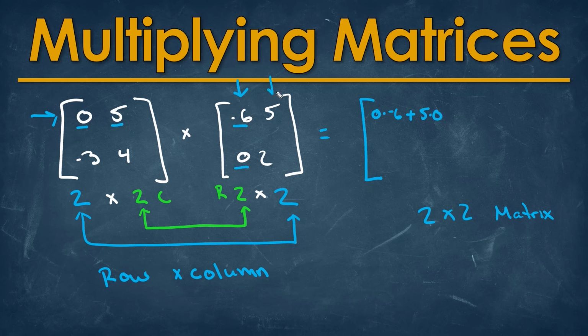We will then move on to the next column, but the same row, to look at this cell. So now we will have 0 times 5 plus 5 times 2. With that information for that first row, we can now take a look at the second row of our finalized matrix. So we'll look at this row, and then we'll start with this column.